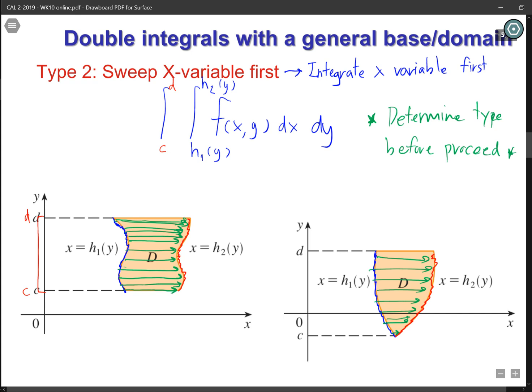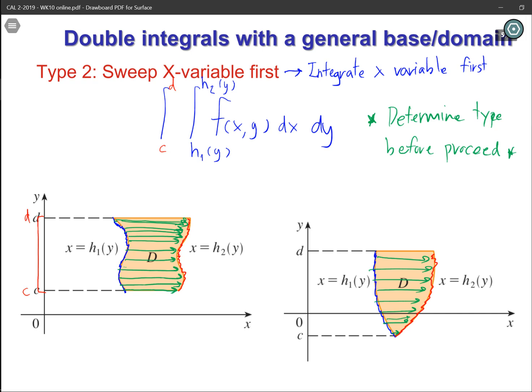If for any problem you start and you don't know what type of domain it is, don't go any further. The first thing you need to know is what kind of shape it is and which type it is going to be, so that we know what to do with it. So first thing, draw the graph, draw this domain, and determine the type. And then you know which formula to use. Why don't we do some examples on this?